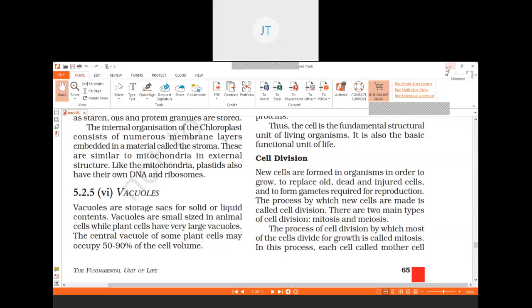After that, we also saw mitochondria, chloroplast, lysosomes. All these organelles we learned yesterday. Also we had seen vacuoles. Okay, so now we will start cell division.